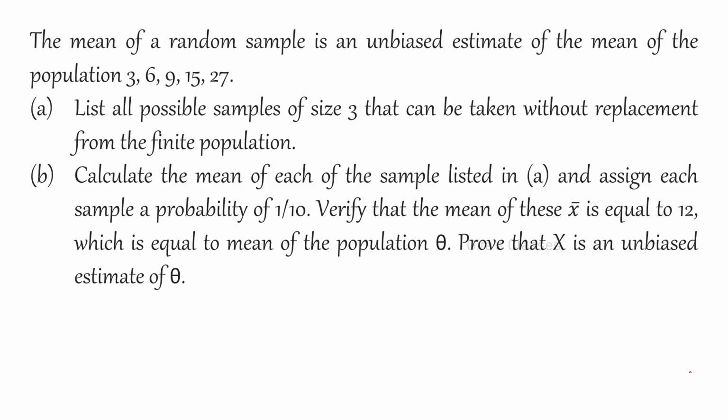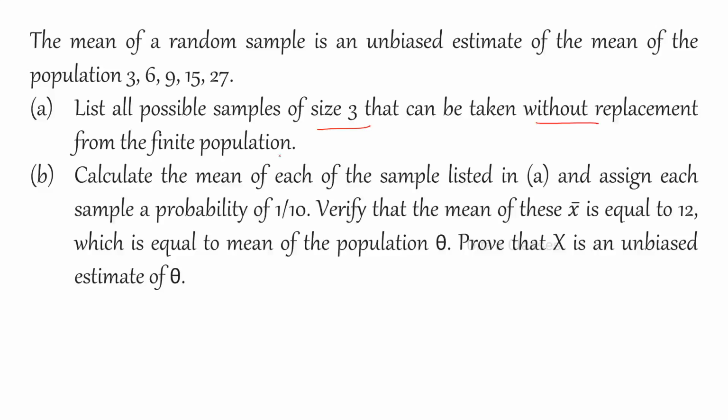Next, one more question. The mean of a random sample is an unbiased estimate of the mean of the population 3, 6, 9, 15, 27. List all possible samples of size 3, okay, that can be taken without replacement. This is important, from the finite population. So how many samples? I will write the samples now. Calculate the mean of each of the samples listed in A. Then assign each sample a probability 1 by 10. Okay. So first let us do the first one, then we'll come to the second part.